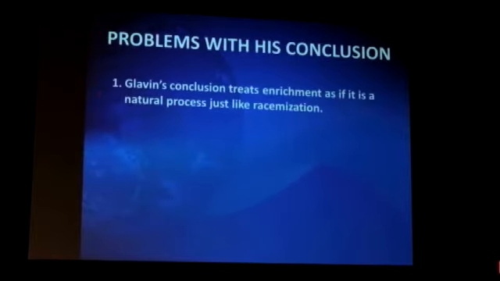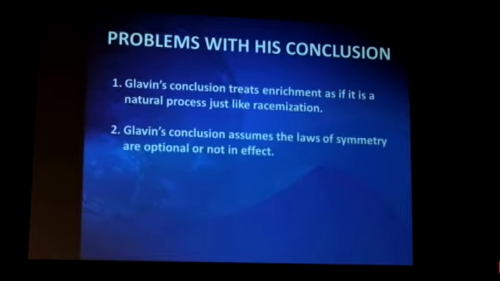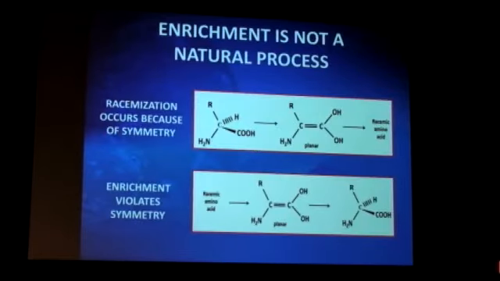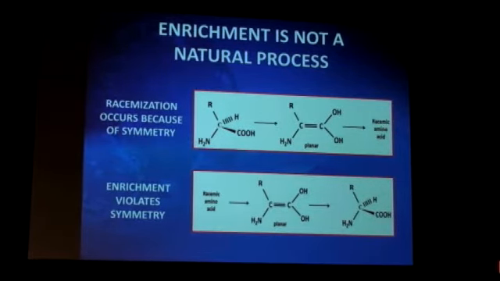But besides the problems with this conclusion, there's a theoretical problem that bothers me: Glavin's conclusion treats enrichment as if it is a natural process, just like racemization, and his conclusion also assumes the laws of symmetry are optional or not in effect. Now, we all know that the process of racemization occurs because of chemistry, that when we have an optically active amino acid, because it goes through a planar transition state, it's going to form a racemic amino acid. It does this because of symmetry, and that symmetry is what's creating the racemization.